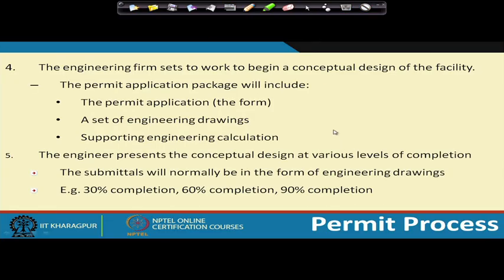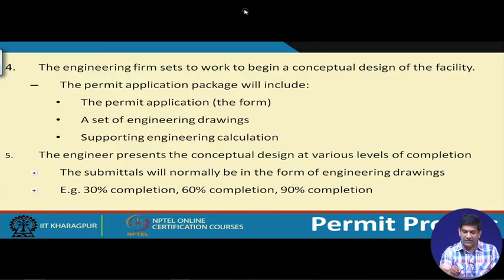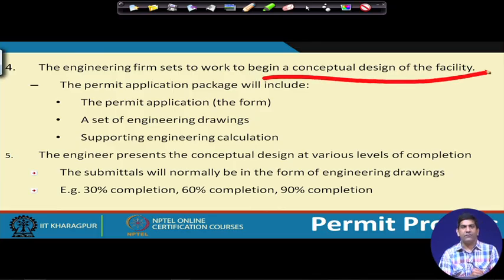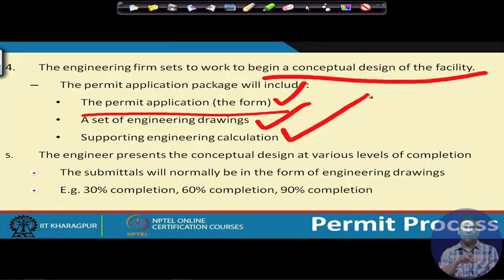The engineering firm then sets to work, beginning with a conceptual design, which is like a basic design of the facility. The permit application package usually includes a permit application form, a set of engineering drawings, and supporting engineering calculations. We have to submit these as part of the permit application. There is a standard form which you will get.